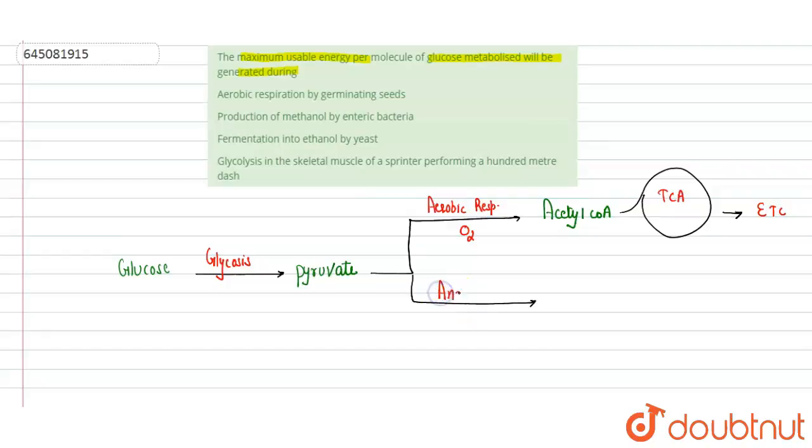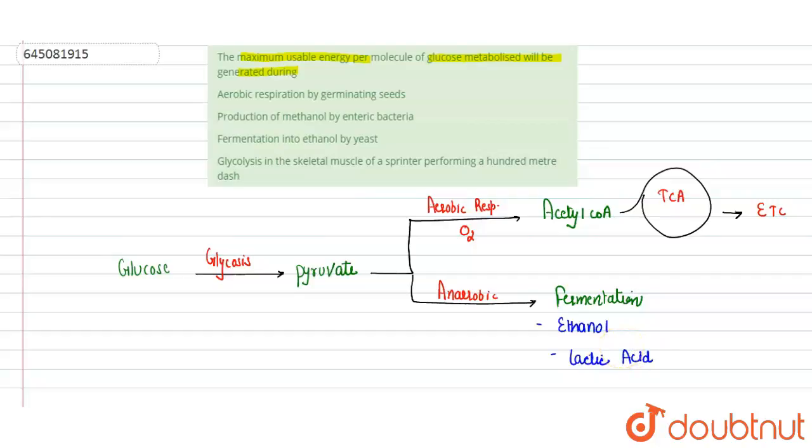Now if we talk about anaerobic respiration, it is divided into two types. It undergoes fermentation first. This fermentation could be ethanol fermentation by yeast, or it could be lactic acid fermentation. Ethanol fermentation is catalyzed by yeast, and then there is lactic acid fermentation. Both are part of anaerobic respiration.